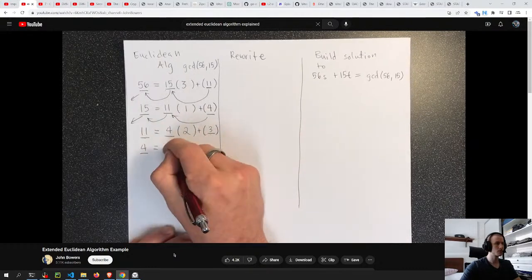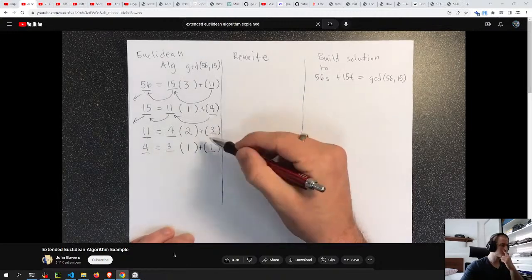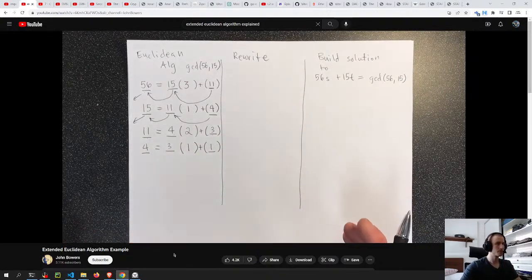So the 4 moves over, the 3 moves over. And now, how many times does 3 go into 4? It goes in 1 time with a remainder of 1. Since we're human, we could tell that as soon as we get a 1, it has to be the GCD because there's no smaller value. That's the greatest common divisor.